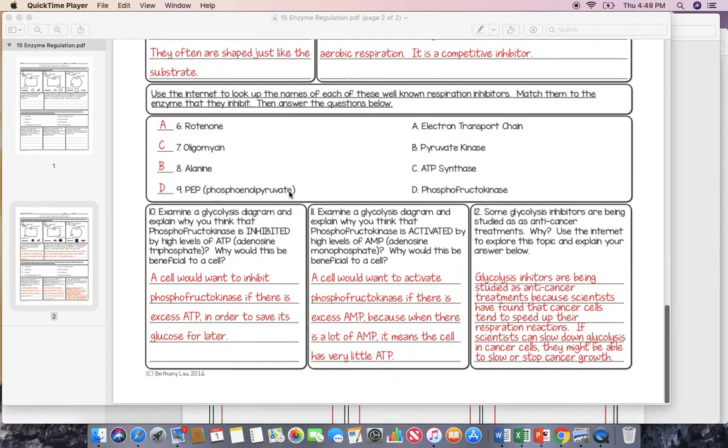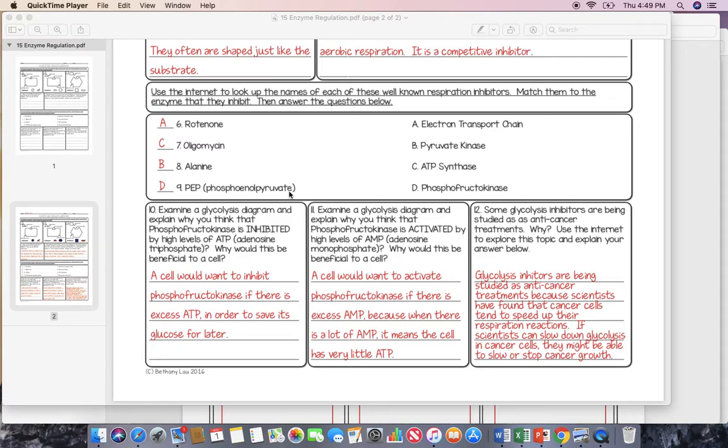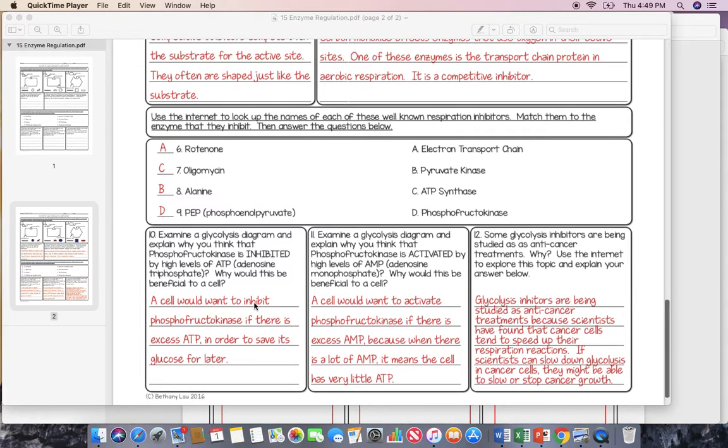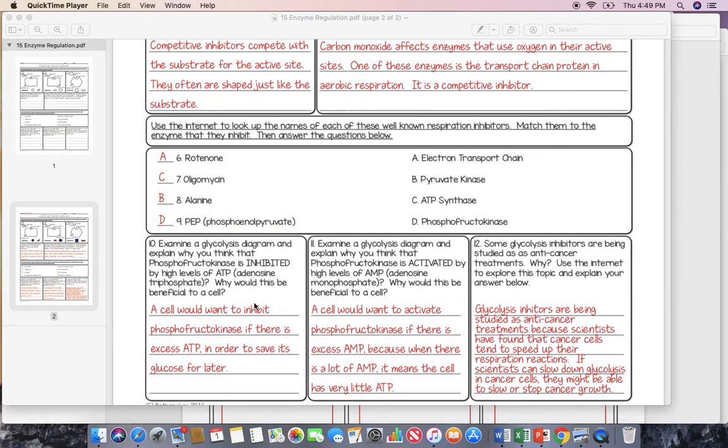These do as well. So use the internet to look up the names of each of the known respiration inhibitors, and match them to the enzyme that they inhibit. So rotenone inhibits the electron transport chain. Oligomycin inhibits ATP synthase. Alanine inhibits pyruvate kinase. And PEP inhibits phosphofructokinase, which remember we learned about later. You did this page before we learned about the phosphofructokinase.